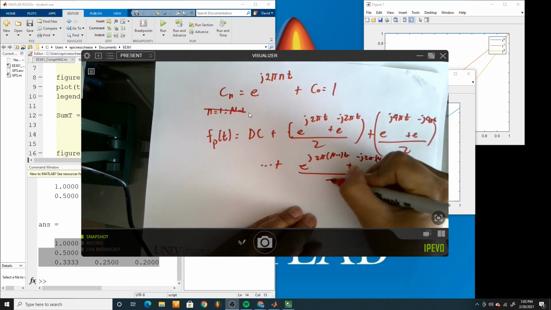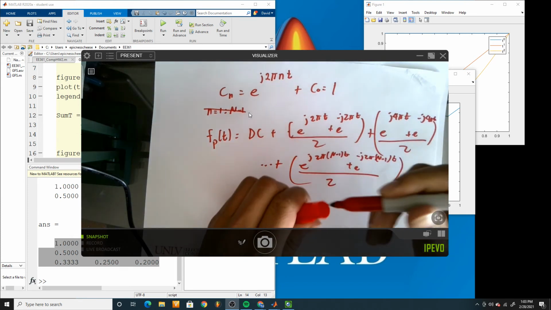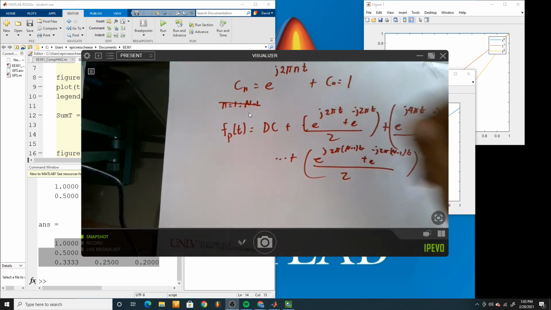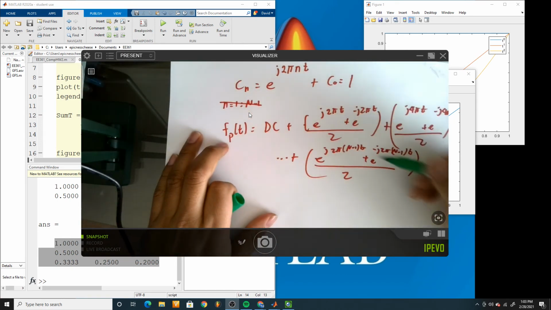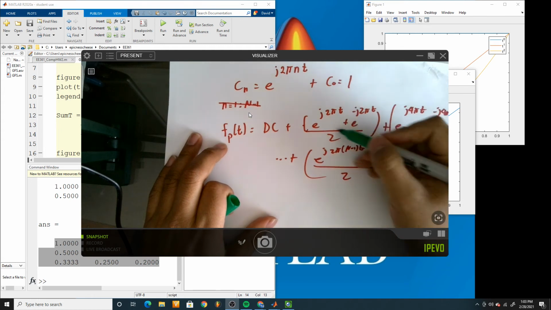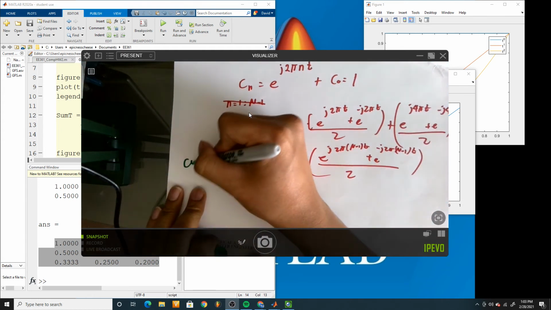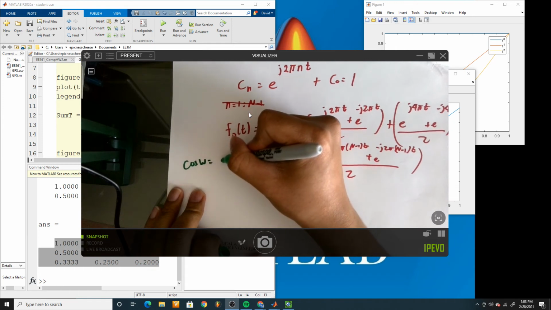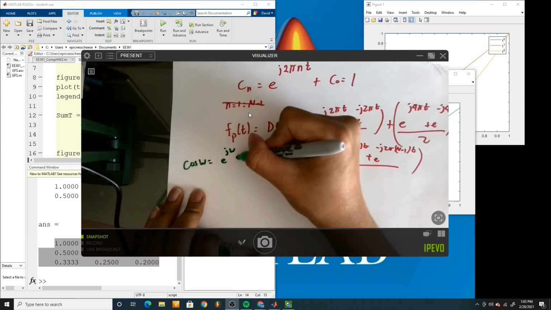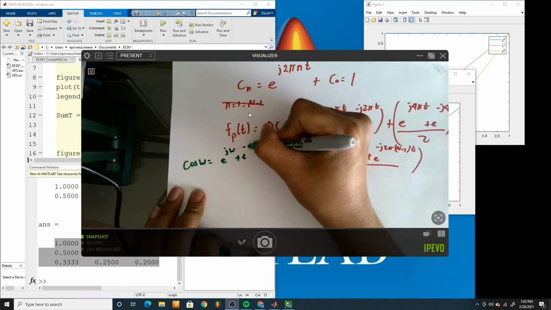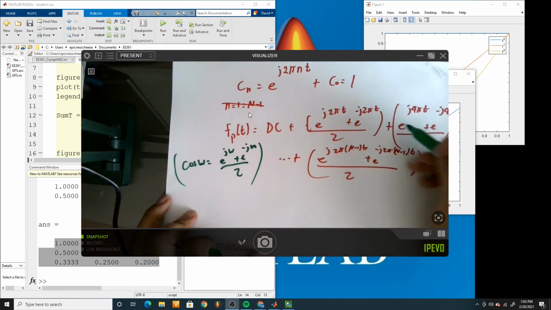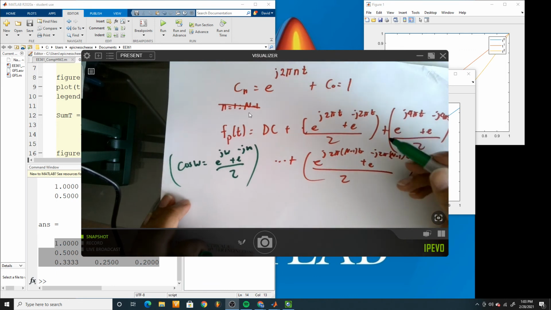And I'm supposed to not show you this because this is the whole point of this class, and this is what makes me go crazy. I love this topic, where this right here is actually another way of writing cosine. Cosine of omega is equal to e^(jω) plus e^(-jω) divided by 2. This right here is our exponential Fourier series.